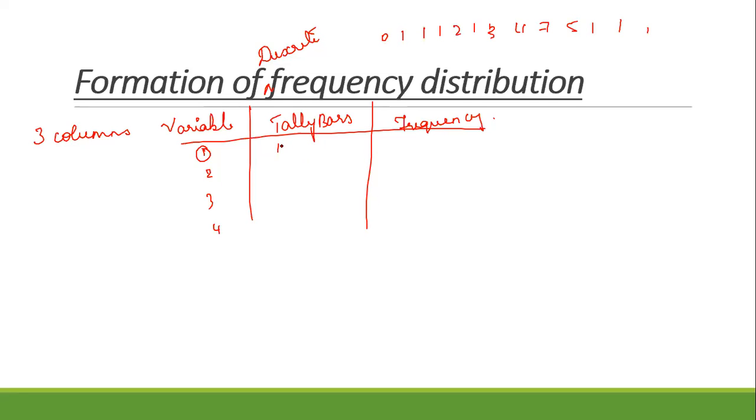Okay, so how will you put the tally bar? 1 2 3 4 and a slash. So this is the 5th one. If it continues, it will be 1 2 3 4 5, 1 2 3 4 5. Okay, so this is tally bars.